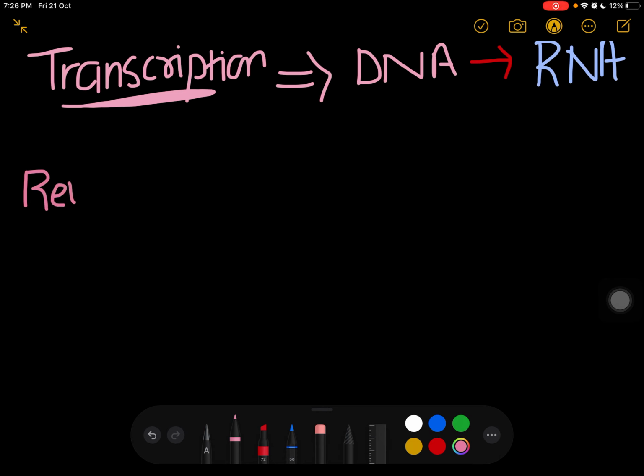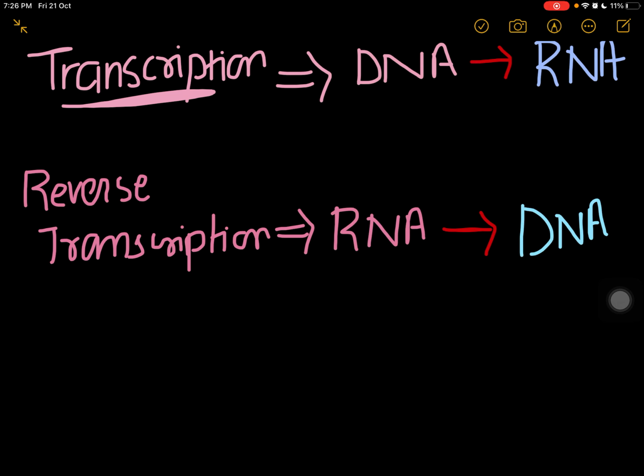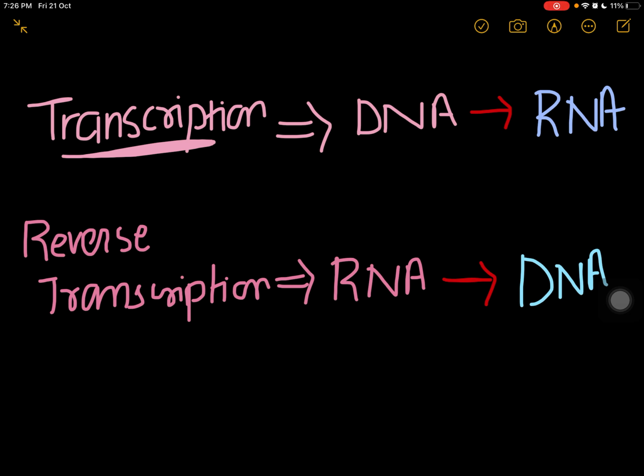What is reverse transcription, right? The reverse transcription is the conversion of RNA into DNA. So I hope you understand the concept of transcription and reverse transcription. What is transcription? Transcription is actually the conversion of DNA into RNA, and reverse transcription is the conversion of RNA into DNA.